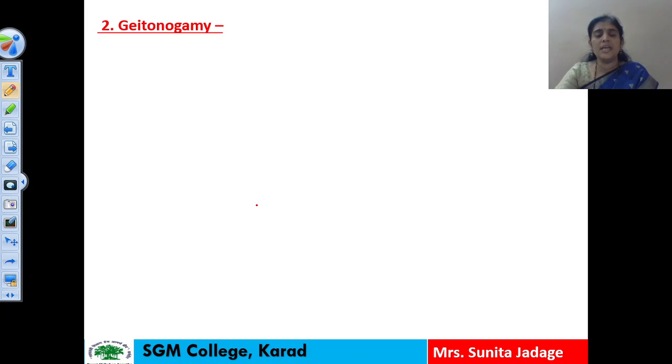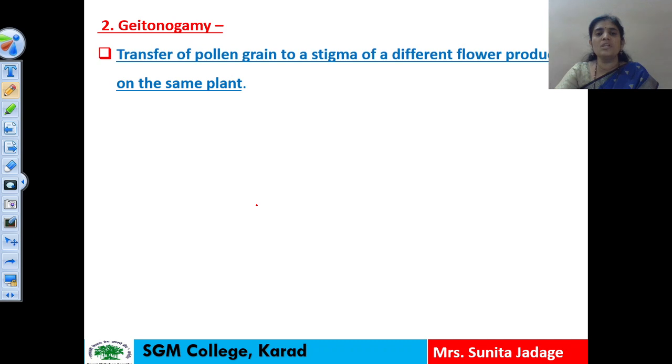Now the second type is known as geitonogamy. Here the transfer of pollen grains takes place from anther to the stigma, but to a different flower produced on the same plant. That difference between autogamy and geitonogamy we have to remember. Here the pollination takes place between two different flowers produced on the same plant, and such type of pollination is known as geitonogamy.